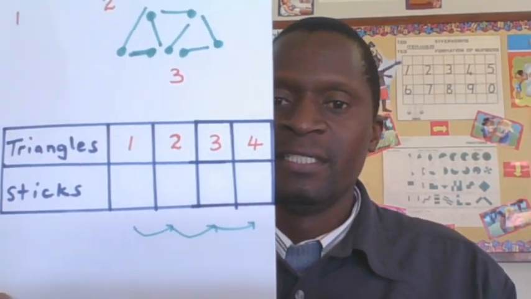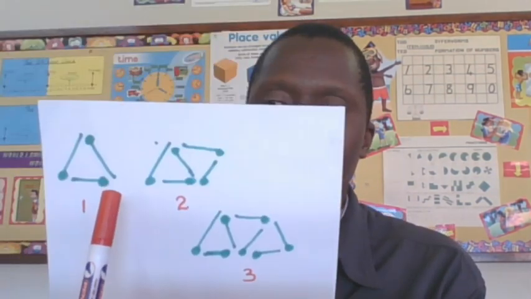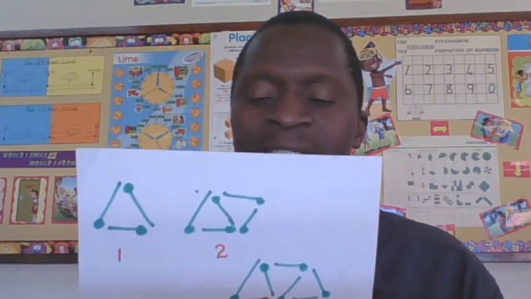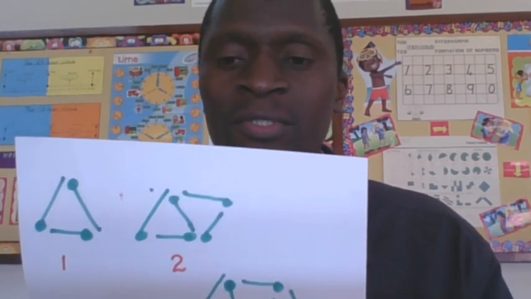It says triangles. Triangle 1. This is the first one. Triangle number 1. And it says how many matchsticks did we use? If you are to count there, you will find that we have used 3 matchsticks. Now again, the second one, second triangle, again, there are 2 triangles now. But how many matchsticks did we use altogether? If you want to count those matchsticks, you realize there are 5 matchsticks.